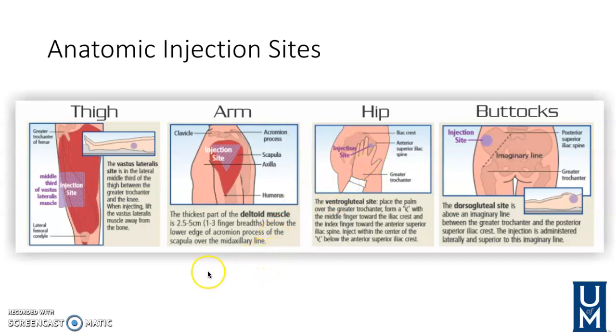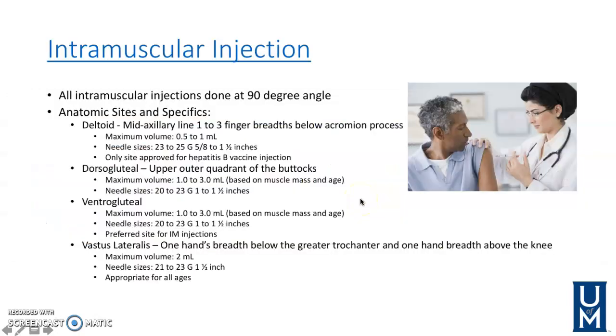So we're touching the iliac crest with our middle finger. Our palm is on that greater trochanter. We're moving our 2 fingers apart here so we find that ventrogluteal site. This is a preferred site for IM injections, can hold also up to 3 mLs. Again, we're going to be using a bigger needle just like we would for the dorsogluteal site. And again, it would be a little bit longer in length due to the extra fatty tissue here.